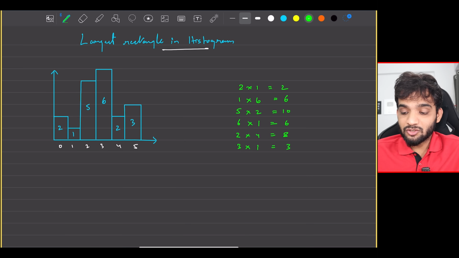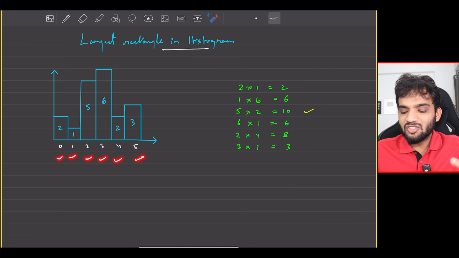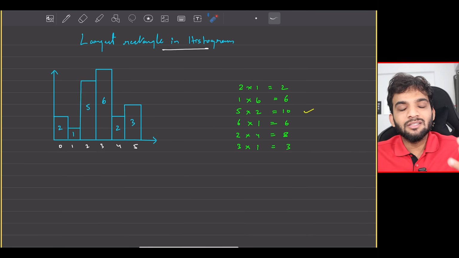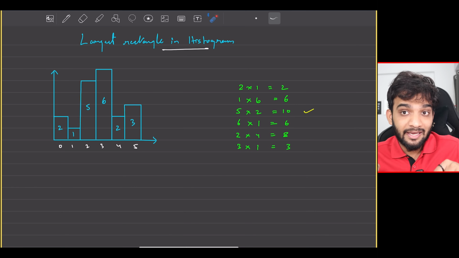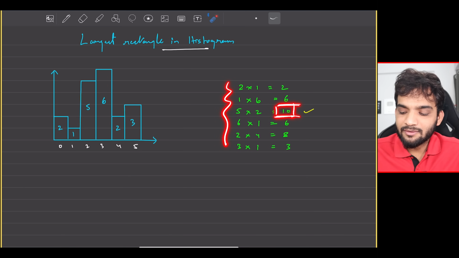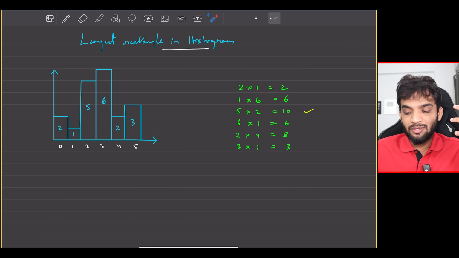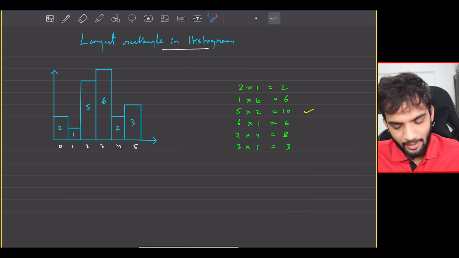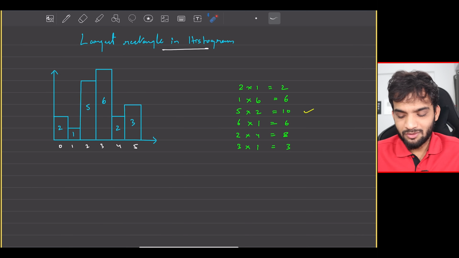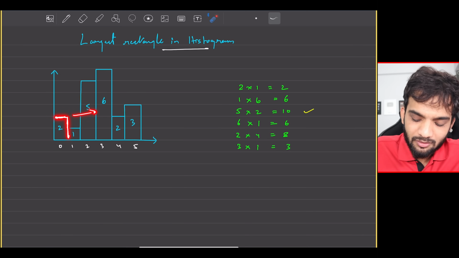If I ask you which is the largest, the largest is 10. All I did was go through each and every bar, each and every index, and gather the largest rectangle that they can form. Out of all of them, I take the max, and this is what I will be returning. Now the main question is, how do I know? I think you got the intuition. When I'm standing at 2, there is a reason I cannot go right.